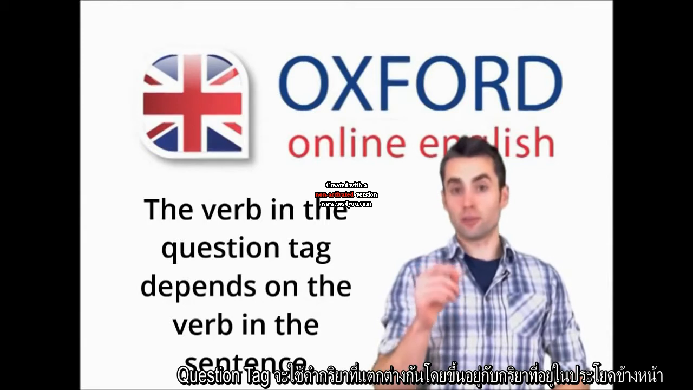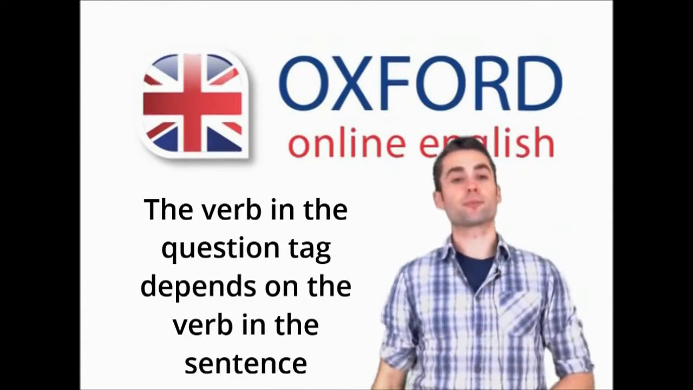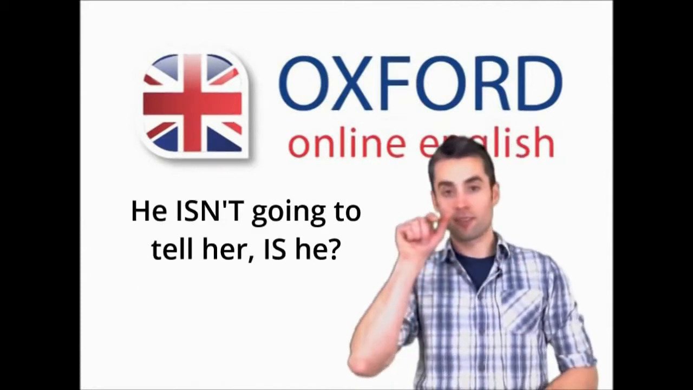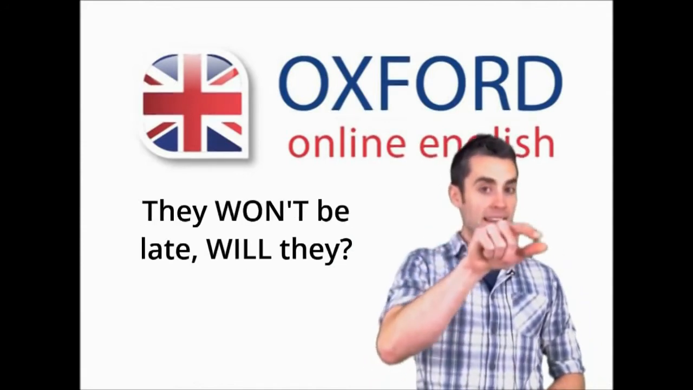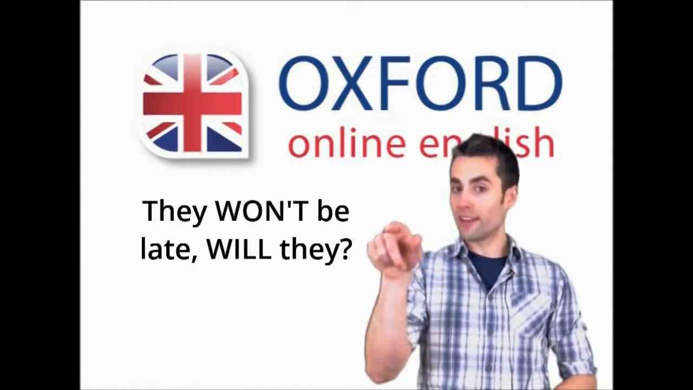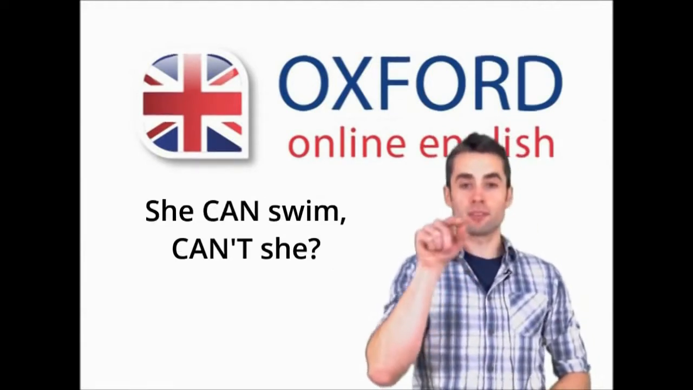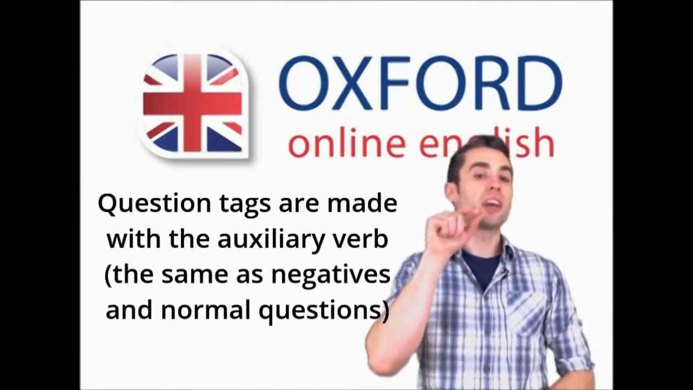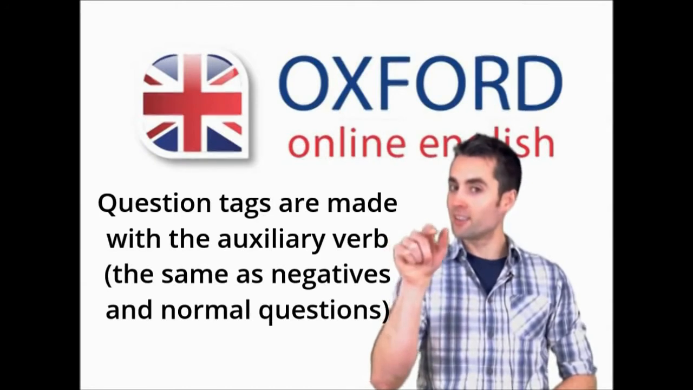Question tags use different verbs depending on the verb you use in the sentence. He isn't going to tell her, is he? They won't be late, will they? She can swim, can't she? Your house has a garden, doesn't it?